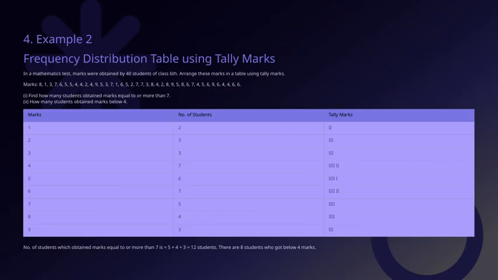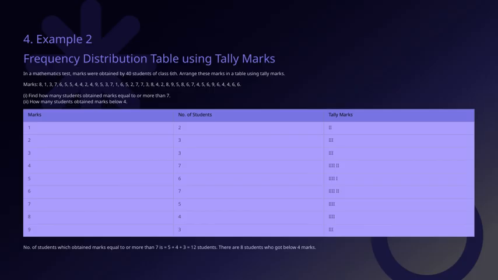Now, moving to the second part of this slide, we have a specific example involving the marks obtained by 40 students in a mathematics test. The marks listed are a mix of numbers from 1 to 9, and our goal is to organize these into a frequency distribution table using tally marks. Once we've arranged the data, we can answer some questions.